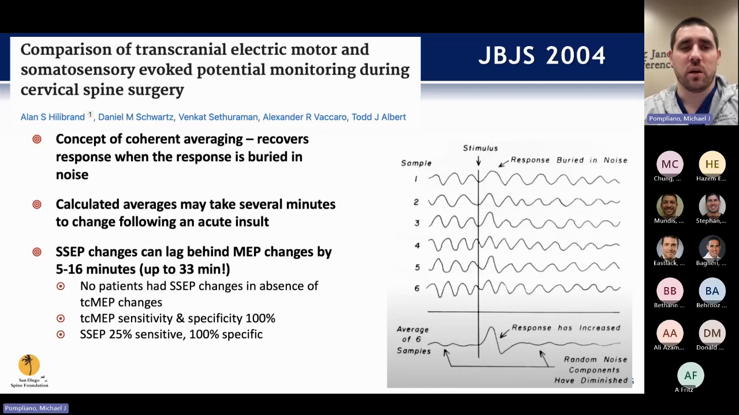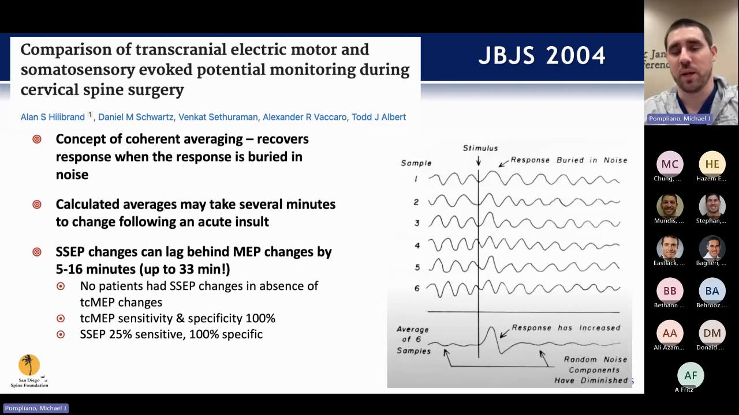So looking at transcranial versus SSEPs during cervical surgery, this kind of talks about the concept of coherent averaging. Coherent averaging allows you to recover a response when the response is buried in noise. So on the picture on the right, you can see the sample. The baseline is kind of noise. And as you have a stimulus, to some degree that's drowned out by the noise around it, which can vary with a variety of factors, things like the bovie, other intraoperative equipment, physiologic, non-physiologic factors. And although you can see the response, it typically takes multiple averaging of the change in order to become visible. So the calculated average may take several minutes in response to the acute insult.